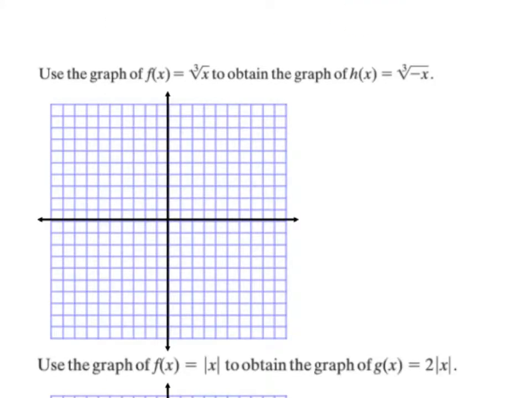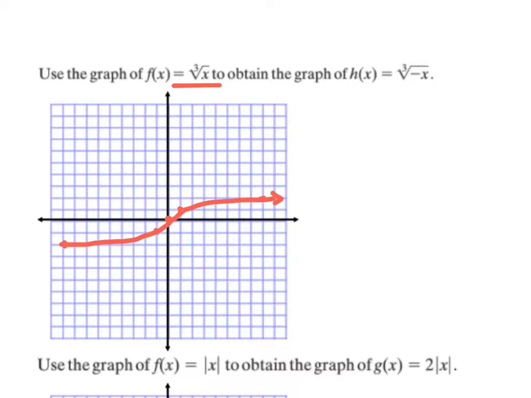Okay, so I'm going to use the graph of f of x equals the cube root of x to obtain the graph of h of x equals the cube root of negative x. So let's first graph the cube root of x, all right? And that's going to have the points 0, 0, 1, 1, negative 1, negative 1, the point 8, 2, and the point negative 8, negative 2. All right, so we've got this graph here.